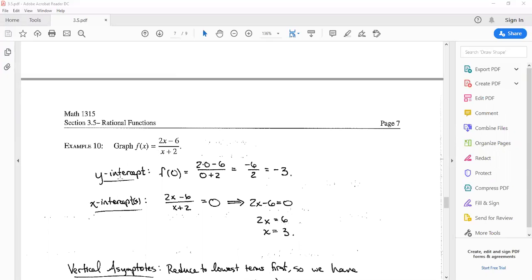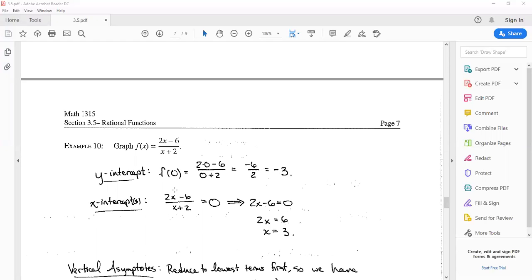So the y-intercept is always the easiest one, I feel like, to find, so we'll just go ahead and do that. Plug in x equals 0, and you get minus 6 divided by 2. So y equals minus 3 is the y-intercept for this guy.